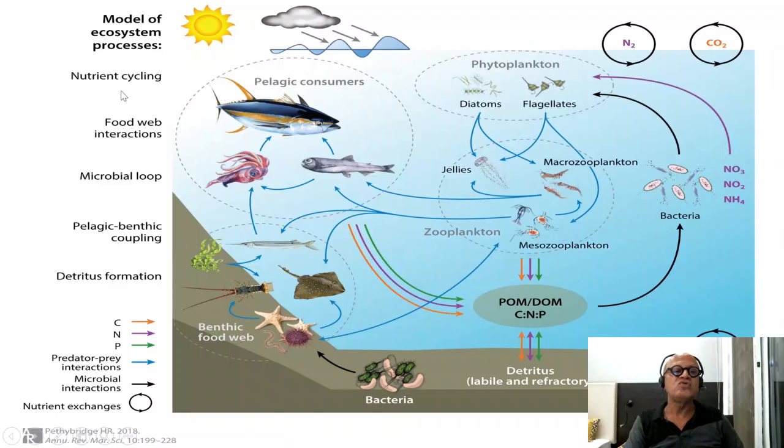So you have nutrient cycling, food web interactions, and the microbial loop, which is a critical part of the marine ecosystem dynamics, and the carbon cycle. Just like on land, you have a microbial system in soil. It is said that in 1 spoon of soil there are more microbes than animals in the whole world, and so on. So the microbial loop is critical. Pelagic-benthic coupling, detritus formation. So you have carbon, nitrogen, phosphorus.